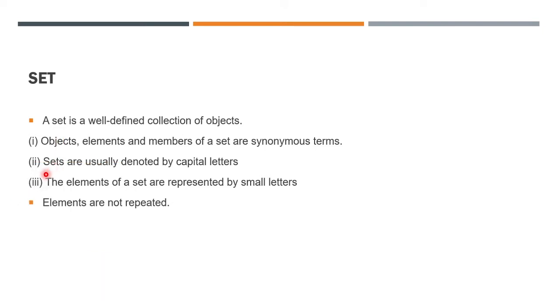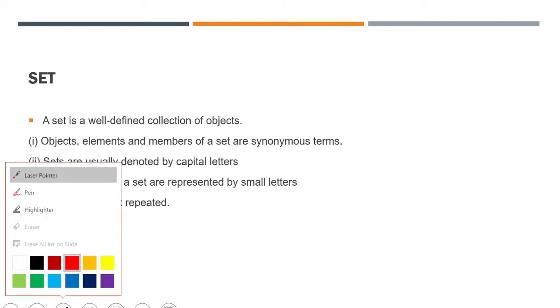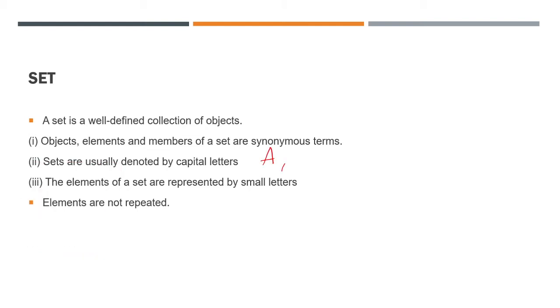Next one is that sets are usually denoted by capital letters. So usually they are denoted by capital A, B, C. The elements of a set are represented by small letters. All those elements in the set are represented by small letters.